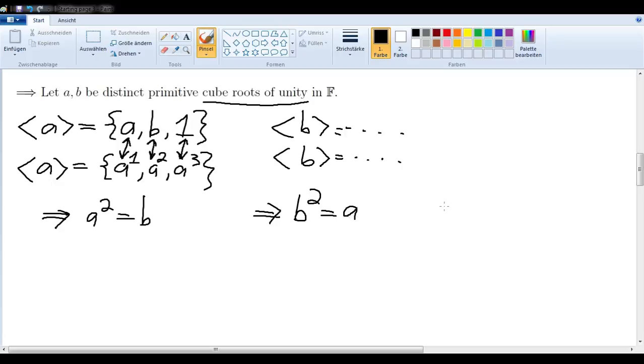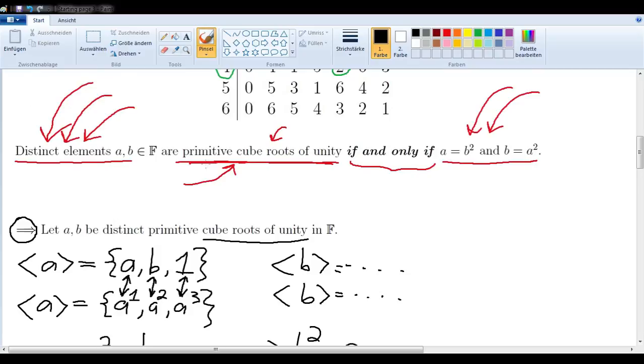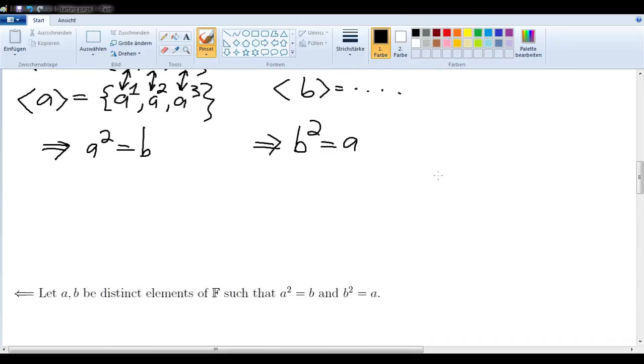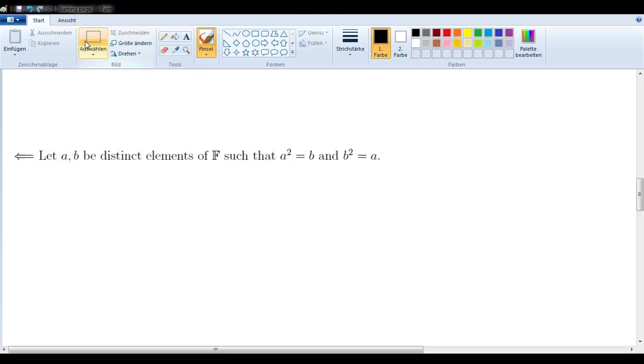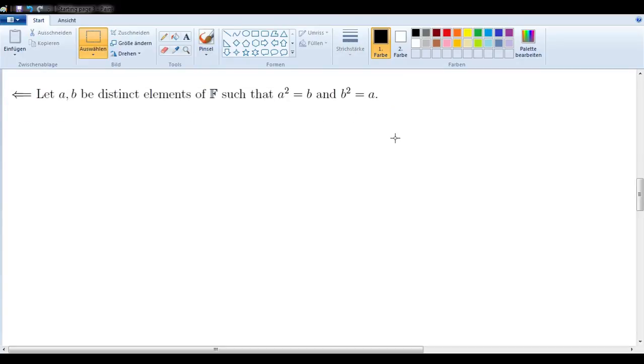So, we have already finished the first direction of the proof. If we find primitive cube roots of unity, then it will definitely hold that A is equal to B squared and B is equal to A squared. Now we want to show the other direction. So let A and B be distinct elements of F such that A squared equals B and B squared equals A. And I'm also going to write here that A is not equal to B, since they're distinct elements. And now we're going to use these three little nuggets of information to prove this direction of the theorem.